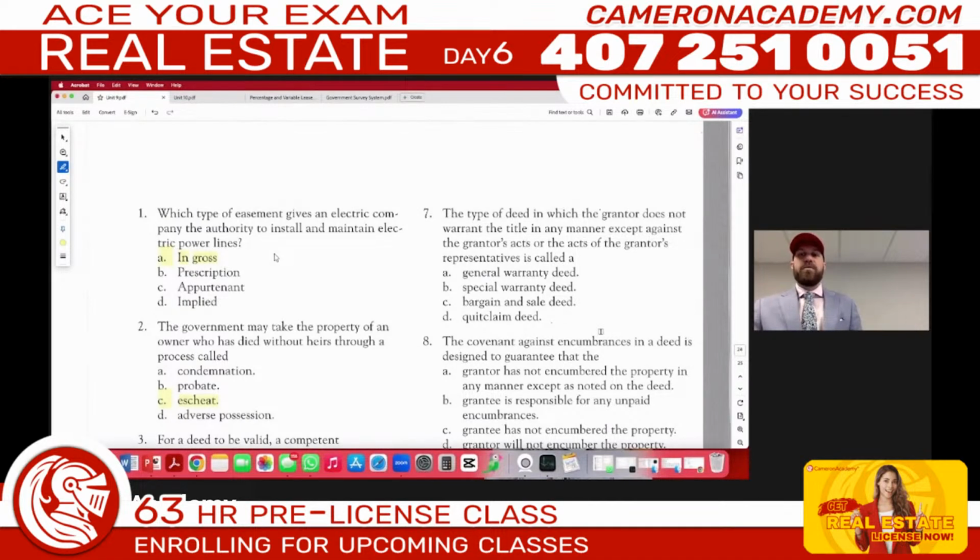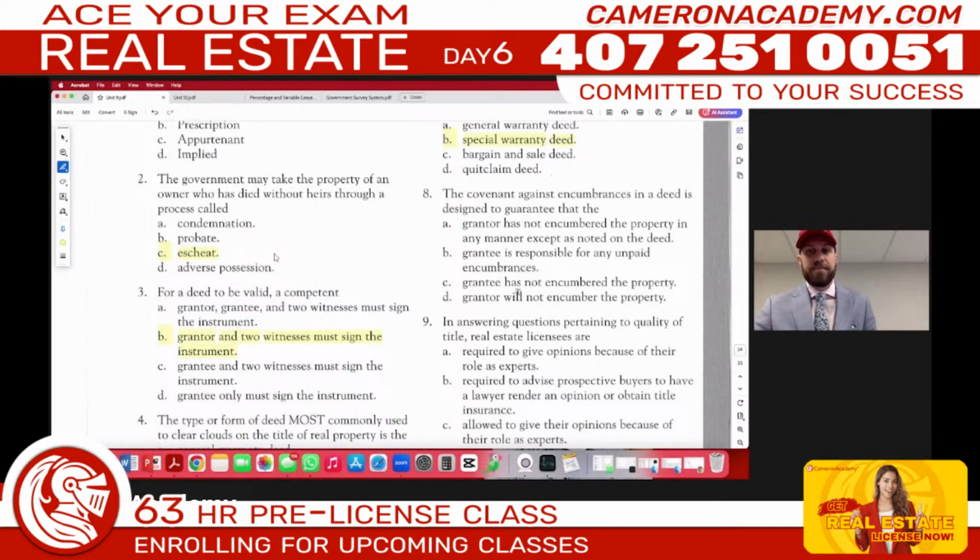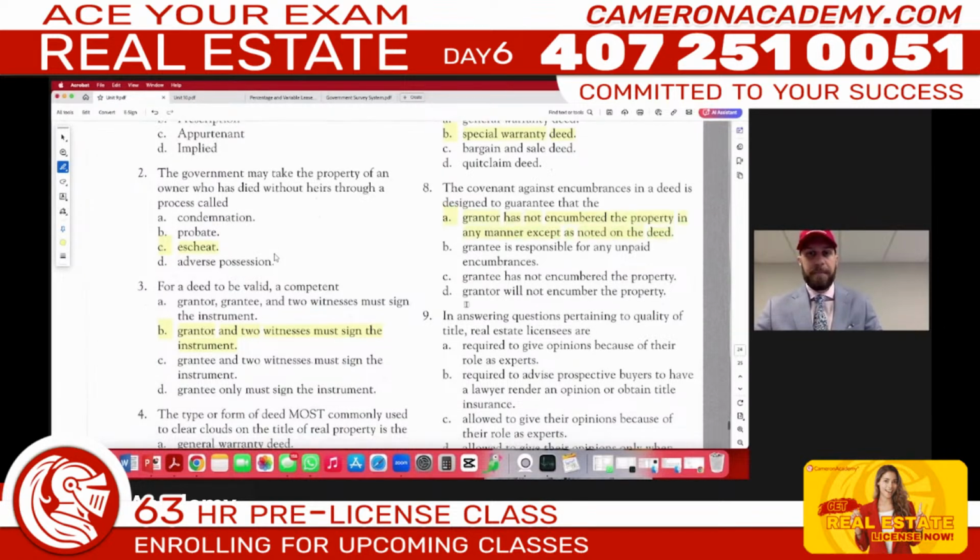7, the type of deed in which the grantor does not warrant the title in any manner except acts that they may have caused. We just mentioned this is a special warranty deed. While they own the property is what they're protecting you against. 8, the covenant against encumbrances in a deed is designed to guarantee that the what? Yeah, it's A as an alpha.